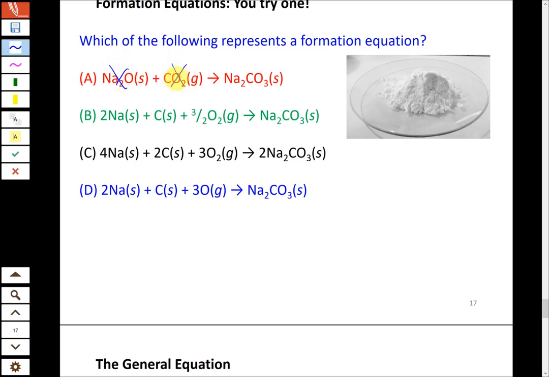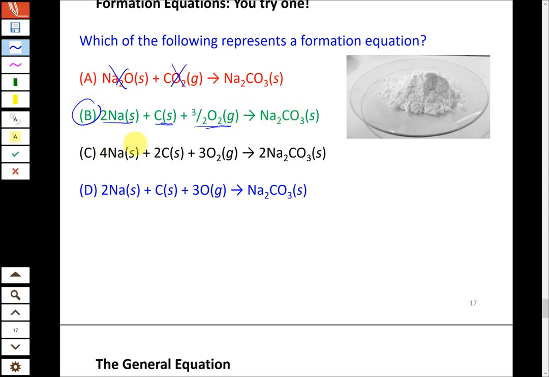A formation equation would involve forming the compound from its elements. Neither of these is an element. Here we also have formation of 1 mole of a compound, and all 3 reactants are elements in their standard state: sodium solid, carbon solid. The specific form of carbon that's considered standard state is graphite, not diamond. Fortunately, graphite is much more common than diamond. And then 3 halves O2. Fractional coefficients are okay, and O2 gas is the standard state of oxygen. So this one looks good. All the reactants are elements in their standard states, and for the product, there's just 1 mole of a compound.